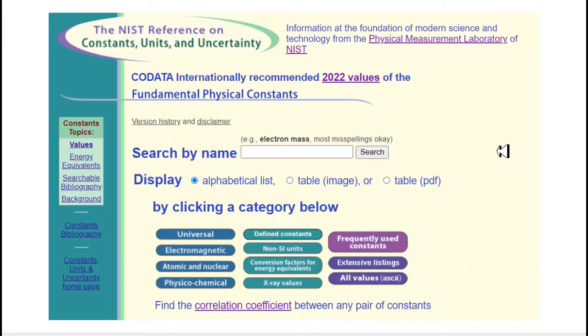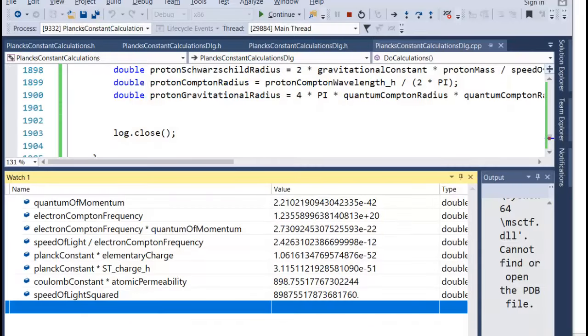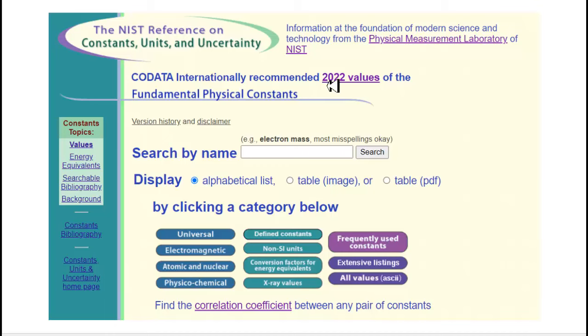I will make sure to leave a link to this in the description, but there is a website, so if you type in NIST CODATA, you will find it right away. This is the tool that I use to search the database of all the constants, and when I am crunching my numbers in my computer program, I can look them up in this tool right here.